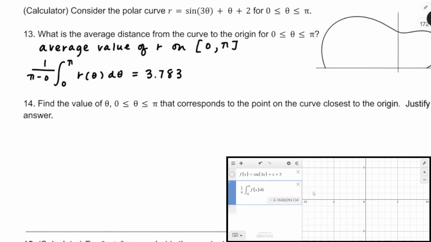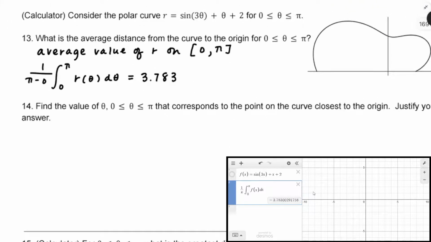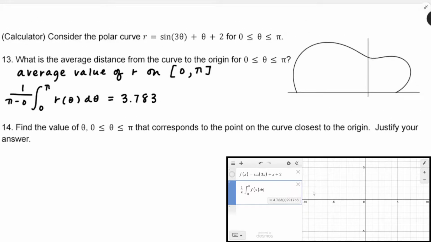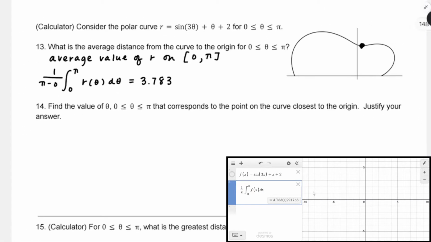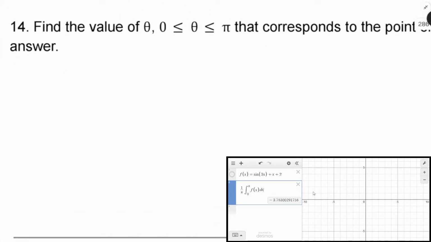All right, and then find the value of theta going from 0 to pi, in the closed interval, that corresponds to the point on the curve closest to the origin. Okay, so we can see it's probably right there. But we're going to need to figure out what that theta value is, and we're going to need to justify our answer as well. So we're going to be given a closed interval, and we're going to need to do the closed interval test.